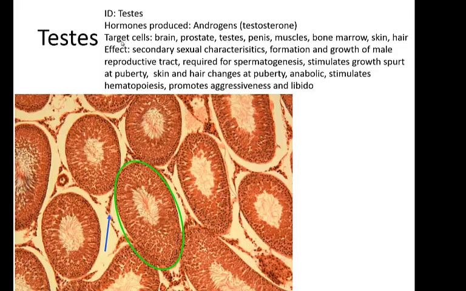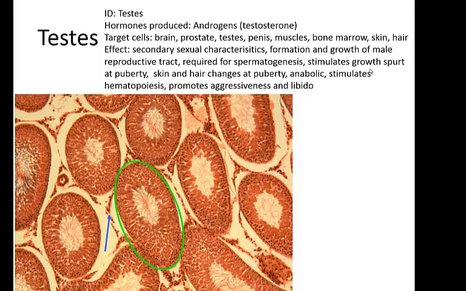And they have lots of different target cells. Testosterone targets the brain and makes men crazy. I'm just kidding. The prostate, testes, penis, muscles, bone marrow, skin, hair. And the effect is the secondary sexual characteristics. It makes men look like men. It puts fat distribution in different places than women. Men don't have a little waist and big hips like women. Their fat distribution is more in their belly if they gain a lot of weight, for instance. They have smaller hips. Their bones are shaped differently.